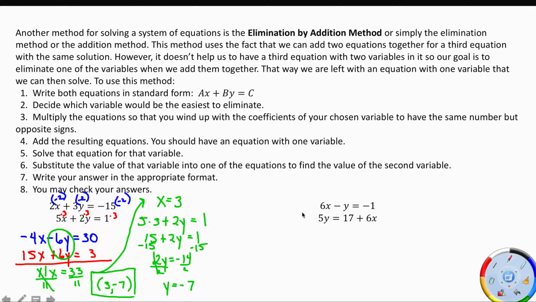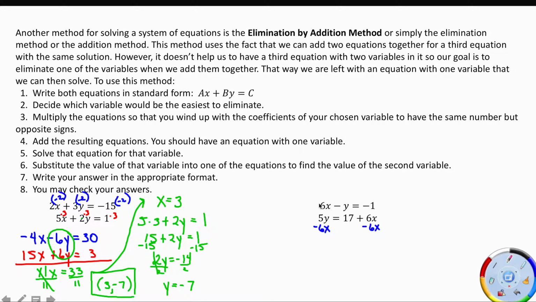Okay, let's look at this one. Once again, I'm going to solve for y. Oh, wait. Sorry. I'm not doing the substitution one. We're already on elimination. Boy, time flies when you're having fun. So I need them to both be in standard form. I cannot add an x and a y term, right? I need my terms to be alike. So this one I need to subtract 6x from.